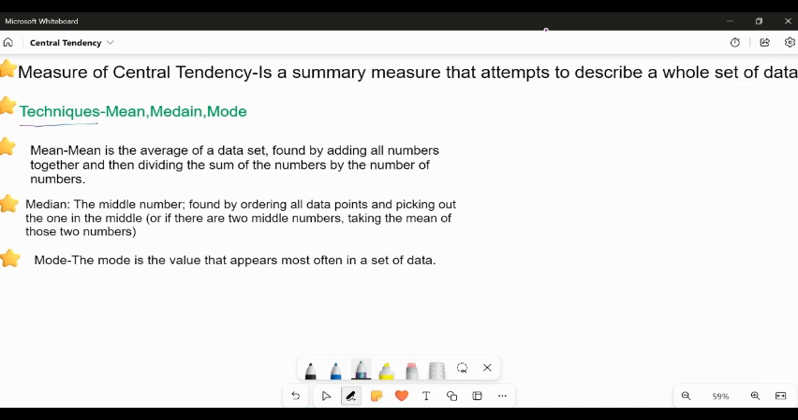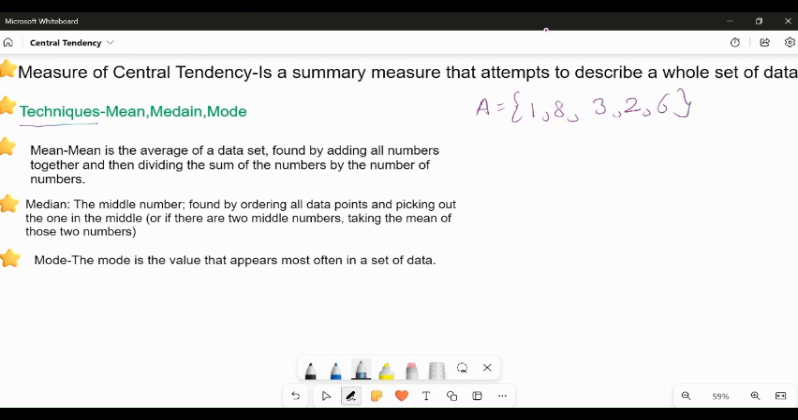What does mean mean? Mean is the average of the data set, found by adding all numbers together and dividing the sum of the numbers by the number of numbers. So I'll take one small example so that we get the concept. This is the age of the people. From the society I took one sample, in which the ages are 1, 8, and 3 to 6.